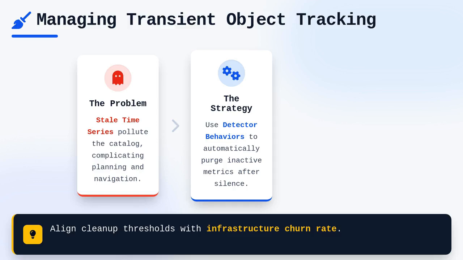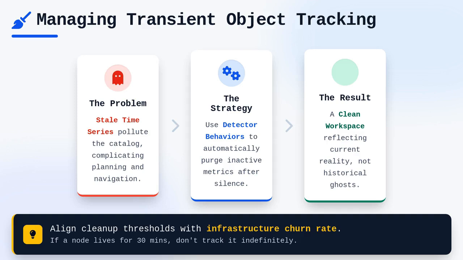I always suggest setting these cleanup thresholds to align with your expected infrastructure churn rate. If a node is intended to live for no longer than 30 minutes, there is little utility in maintaining its specific granular data points indefinitely. Automating the expiration of these series keeps your workspace clean and ensures that your alerting environment reflects current reality rather than historical ghosts.